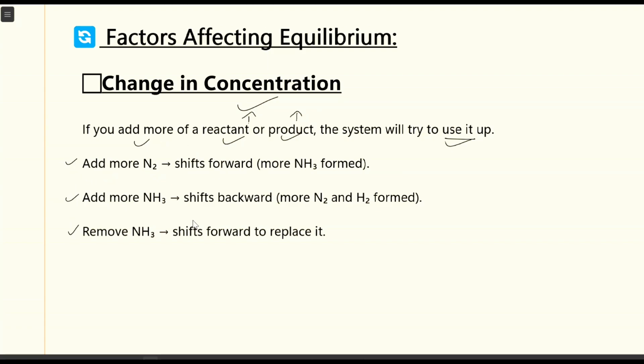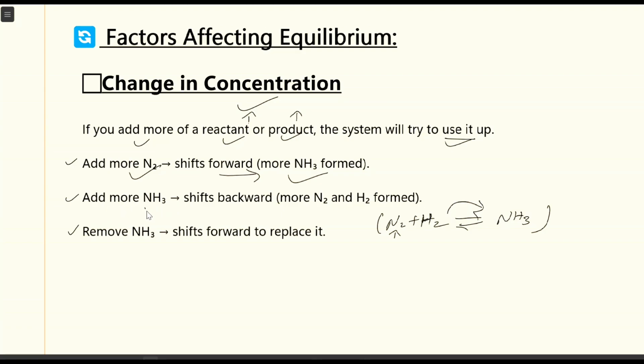In the previous reaction, what reaction did we consider? We considered N2 plus H2 giving NH3. We are talking about concentration change only, so we have not written heat energy over here. If more N2 is added, if the concentration of N2 is increased, then there will be more reactant, and as a result more product will form, right? So the shift will be toward the forward, that is toward the right direction. More NH3 will be formed. That means an increase in the concentration of reactant will shift the reaction in the forward direction.